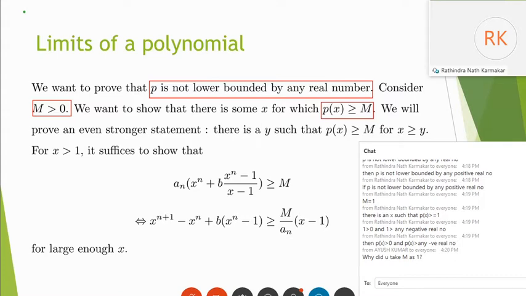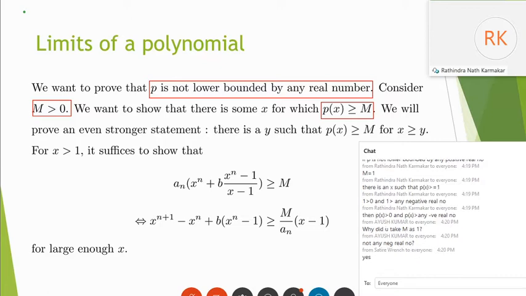You could take m as half also. Anything positive could have been taken. Half, 0.05, anything. I just wanted to show that not being lower bounded by any... No, we have to prove that if it is not lower bounded by any positive real number, then it is not lower bounded by 0 and not a negative real number also.